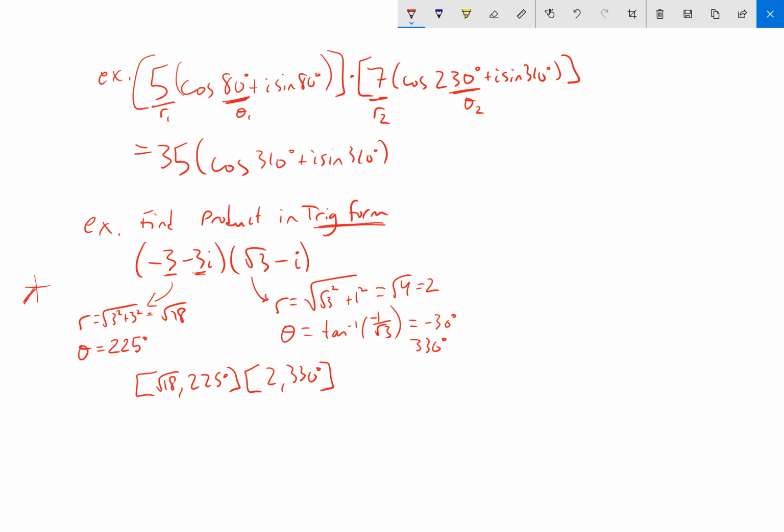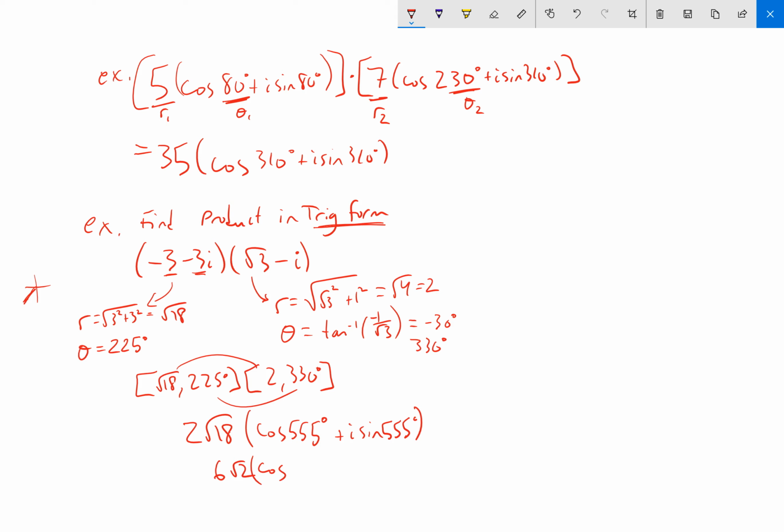So all I have to do is multiply my r's, which is 2 root 18. And then, well, here I go. I'm already writing in trig form, so whatever. And then add my thetas. So that would be 555 degrees. So there you go. Now, technically, I would like us to simplify this. Root 18 could be written as 3 root 2, so I could write it as 6 root 2.